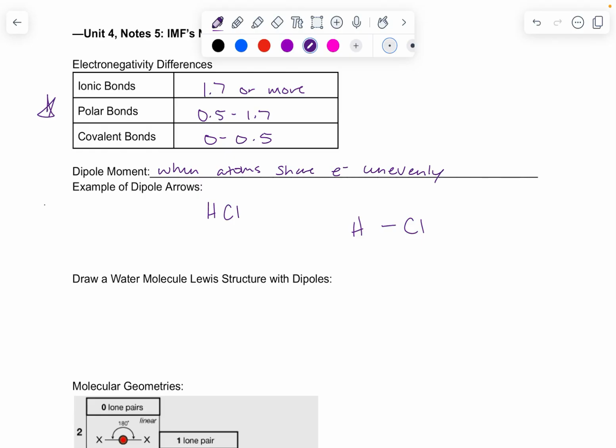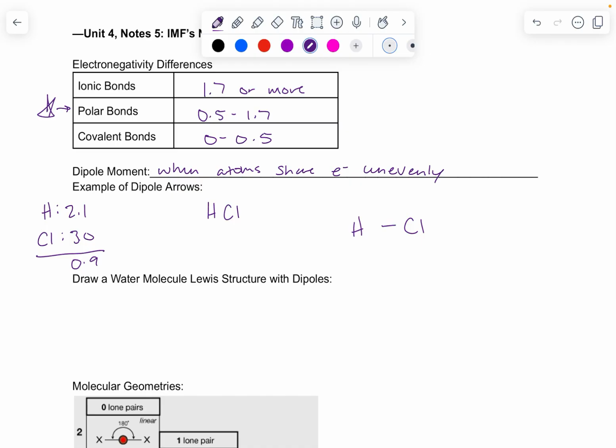So let's look at our electronegativity. And you are writing all of this, please. Hydrogen has an electronegativity of 2.1. Chlorine has an electronegativity of 3.0. So we have a difference of 0.9. Perfect. Well, 0.9 means that it is, in fact, a polar bond.